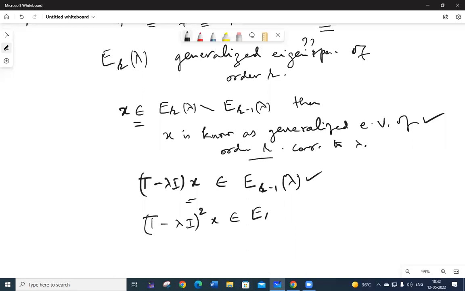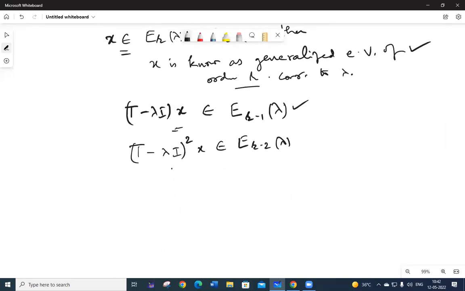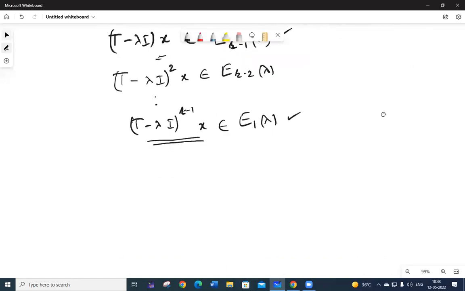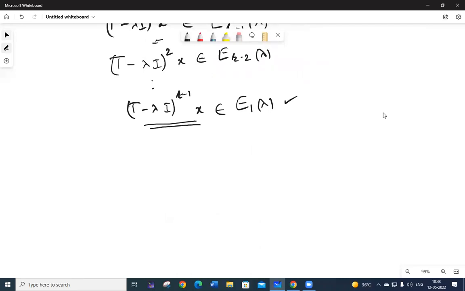R minus 2 lambda. And if I keep on increasing these powers, let me say up to R minus 1, where does this go? E1 of lambda, E lambda. You can just look at this thing. This is an eigenvector. Now we are going to define something here, which is known as a Jordan chain.